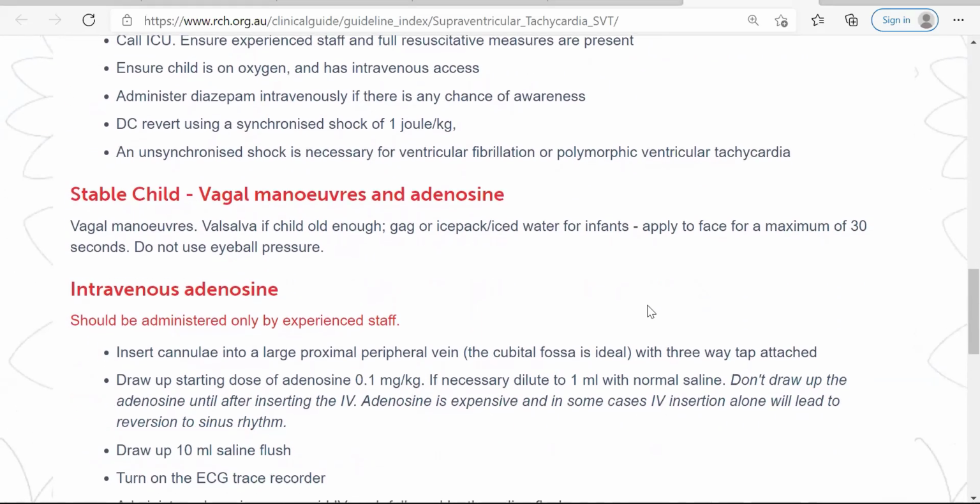Remember one thing, in case of SVT in children, if the child is stable, you will try the Valsalva maneuver first. The better option is usually immersion in cold water or an ice water splash. That's the usual vagal maneuver that you do. You start with the vagal maneuver. Valsalva is if the child understands and is old enough. But a vagal maneuver can be anything, and usually we would do ice water immersion. That should be the better one. If that doesn't help, then you go for adenosine in stable children.